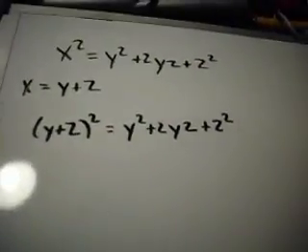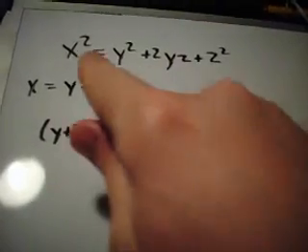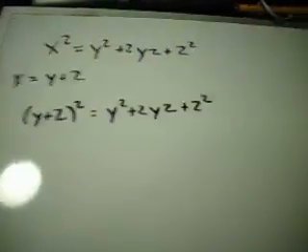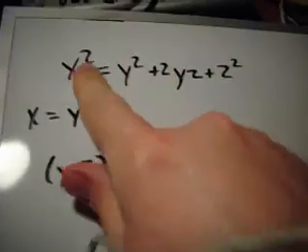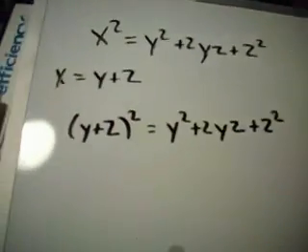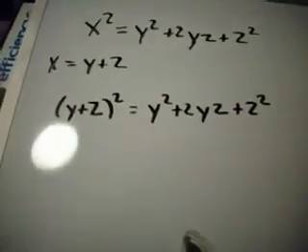Okay? Now, let's take a look at the x square here. We're going to take this one step at a time. The x square in this particular case is AB. Okay, the length of AB squared is x squared. Now we said that x equals y plus z. Well, what's the length of y and what's the length of z? The length of y is AC. The length of z is CB.